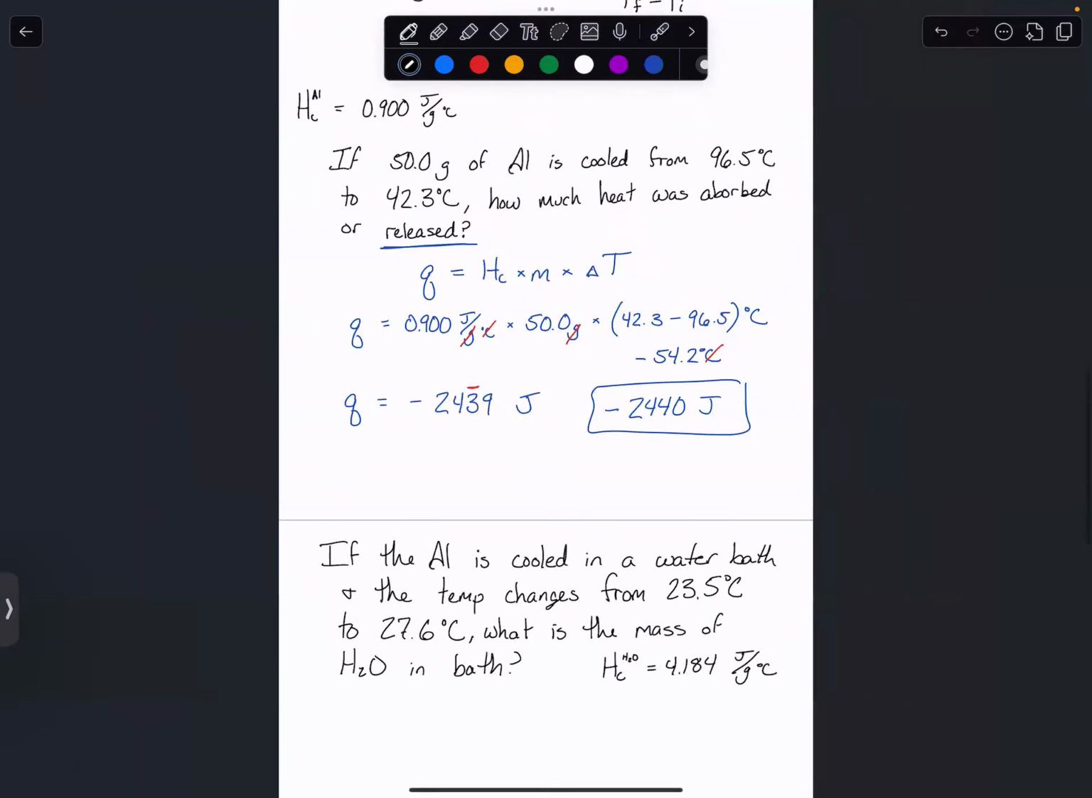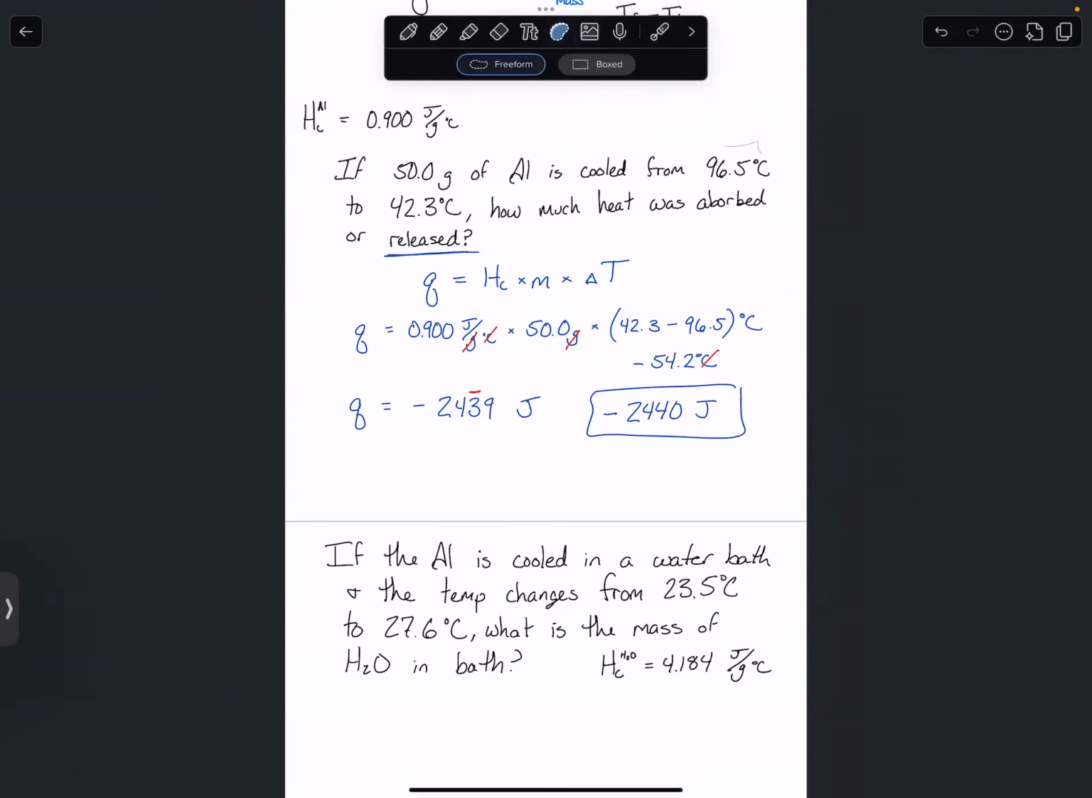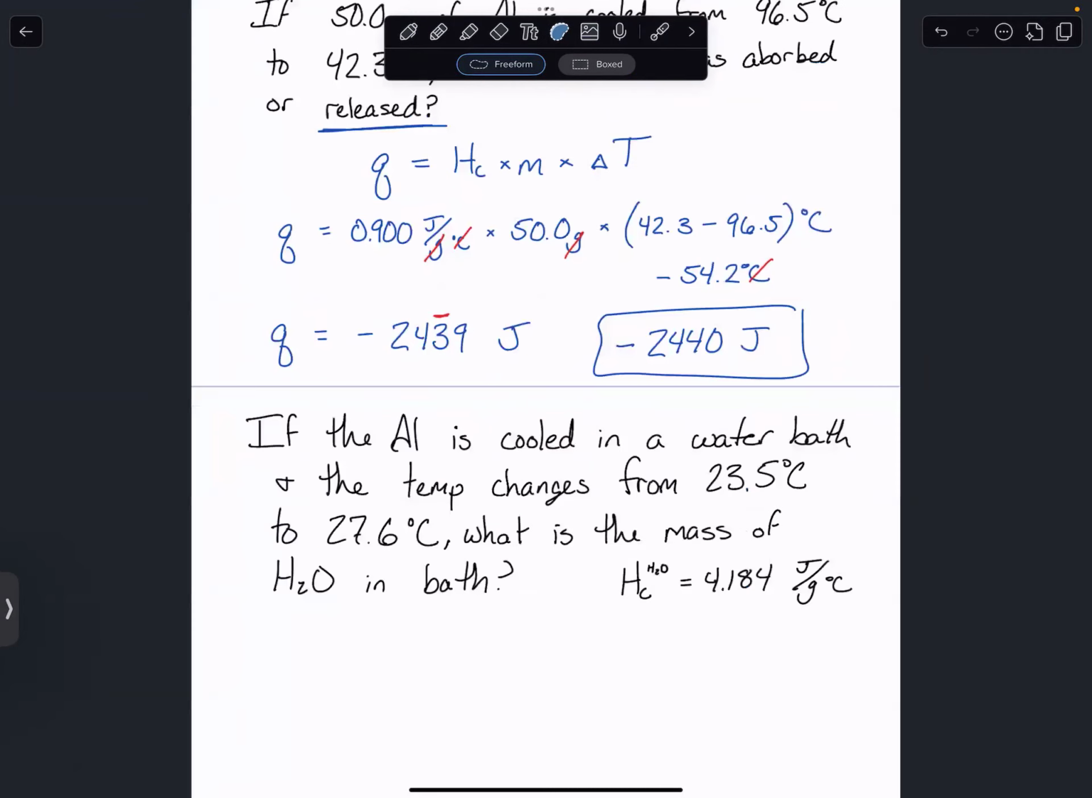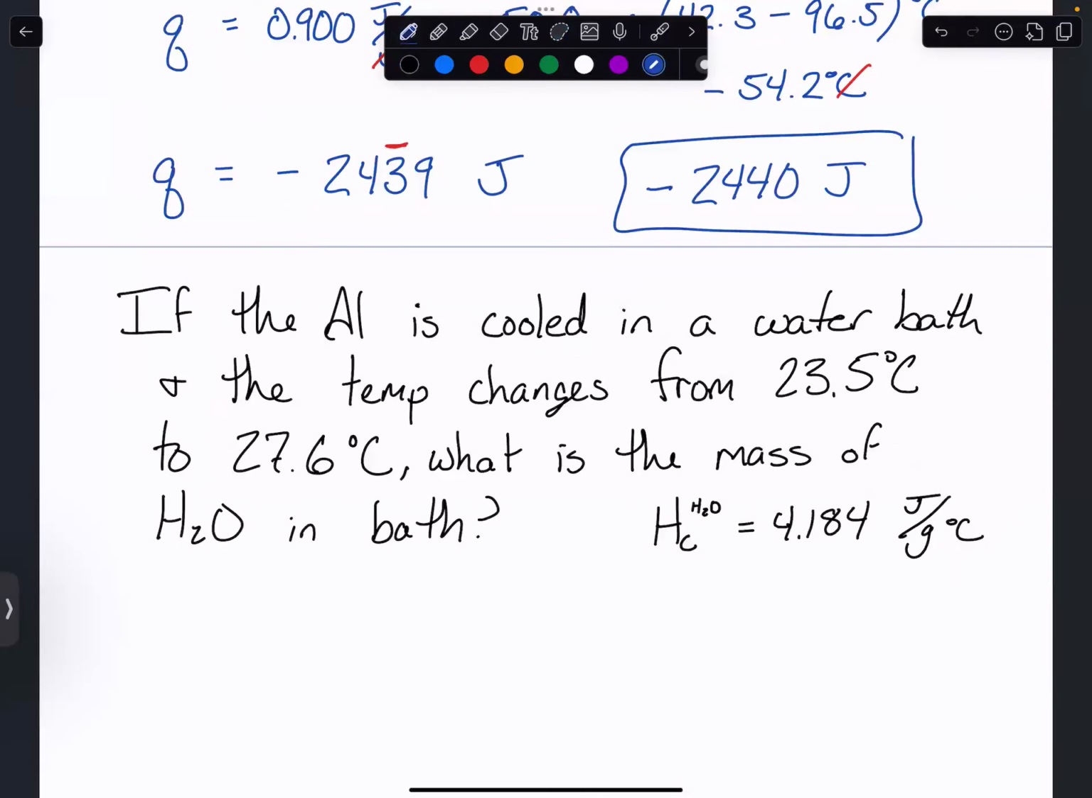Okay, so to be clear, I'm piggybacking off of this previous problem here. You're going to have to use that result from our previous problem. What we solved for was the heat that was lost by that aluminum. All right, and make sure we use our unrounded value in our calculations going forward here.